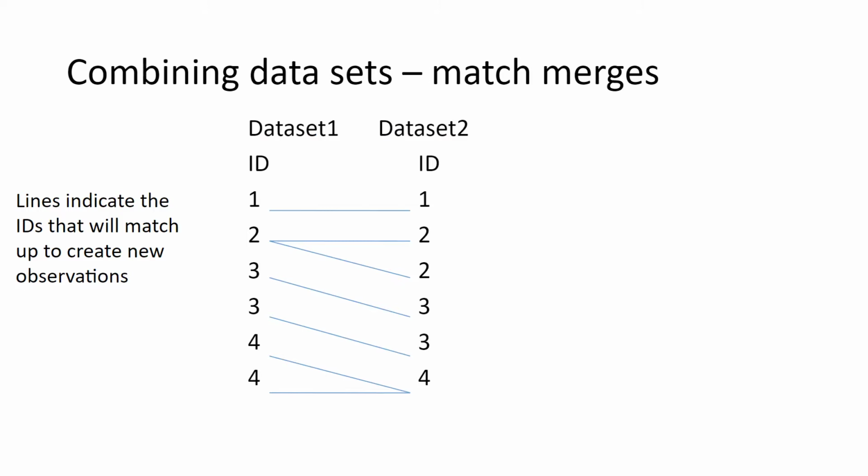So here we see how the matching occurs. In the first data set, you can have multiple IDs or multiple measurements, and it will match for those IDs in the second data set. So you see how one matches with one, two against both of the two observations in data set 2, and so on.